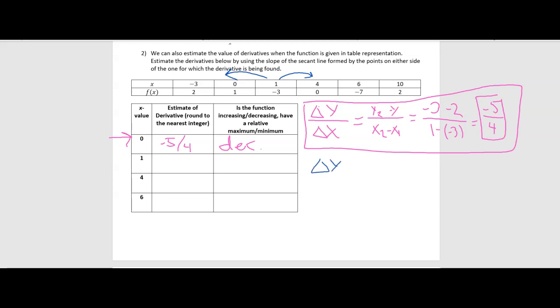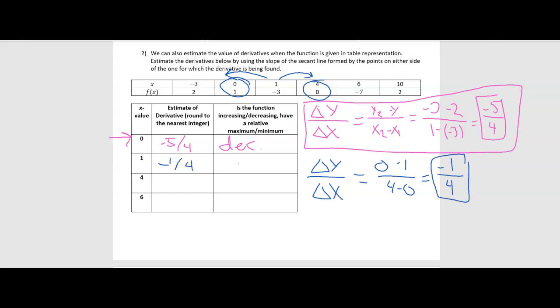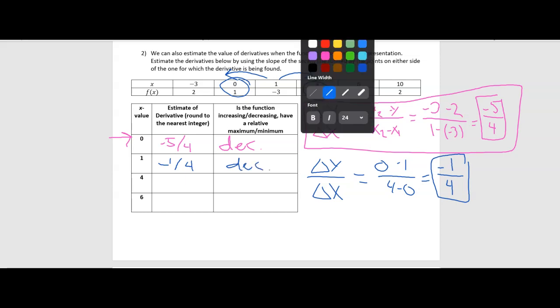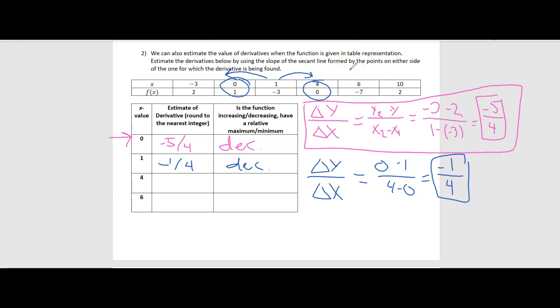So here we have change in y over change in x, and we're going to do 0 minus 1 from my y2 minus y1, and we're going to do 4 minus 0 from my x2 minus x1. This is going to give me negative 1 over 4. Again, negative slope, so it means our function is decreasing. You know, we will just quickly go through the last 2 here.